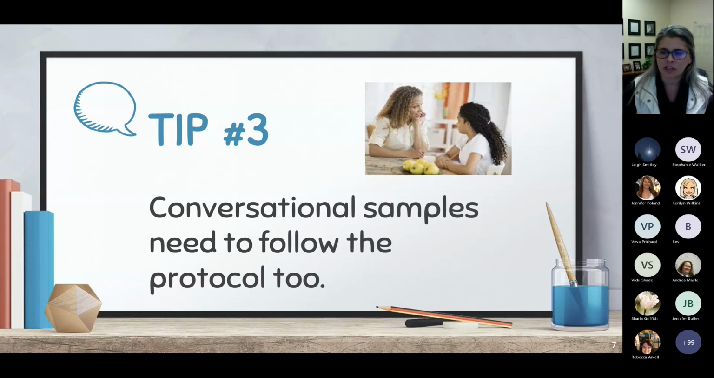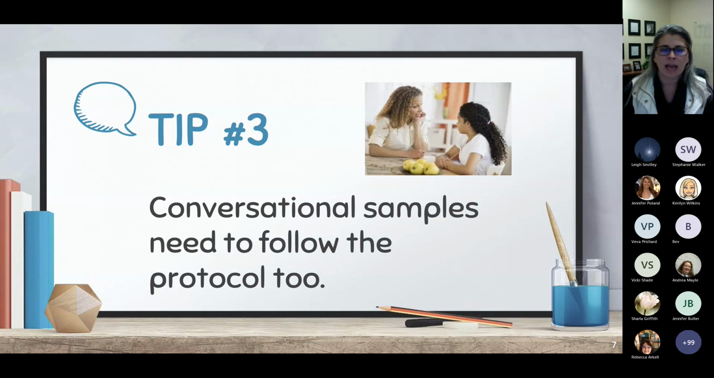So paying attention to the types of prompts that you give during your conversational samples, if you choose to do those, is really important. This is something we really want to pay attention to, because you end up impacting the data really, really significantly, and in particular MLU, as well as number of different words and total number of words, which are probably 3 of the biggest measures that we as SLPs most commonly use.